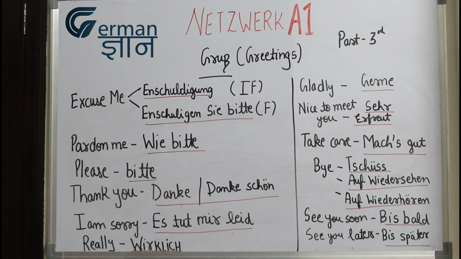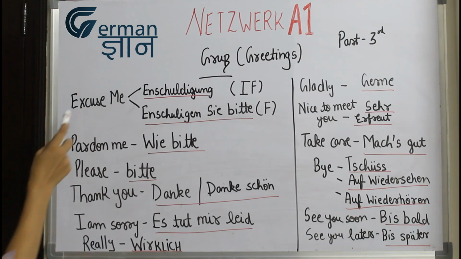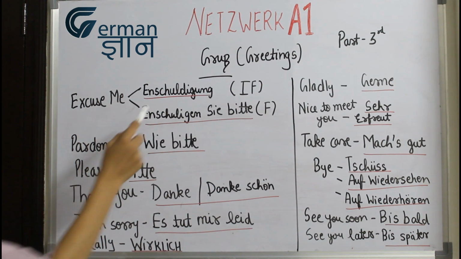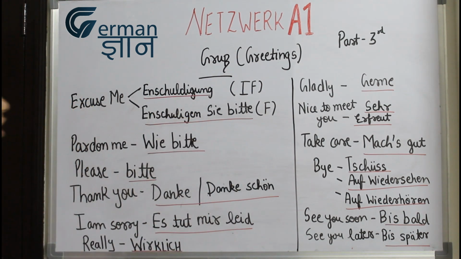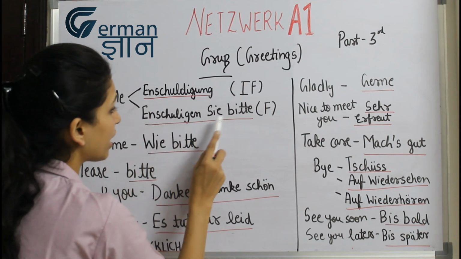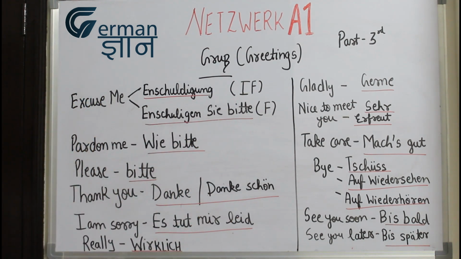So guys, let's go forward. Then I have written excuse me. Excuse me we can say again in the formal and the informal way. The informal way is Entschuldigung. The other one is Entschuldigen Sie bitte. This is the formal one.